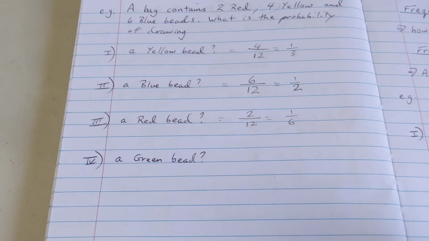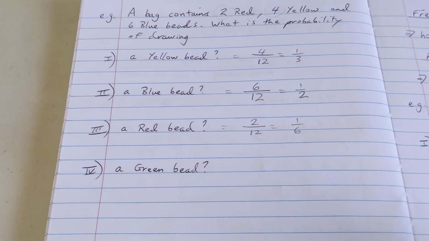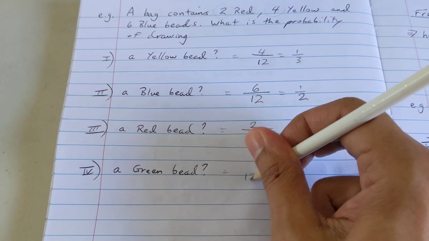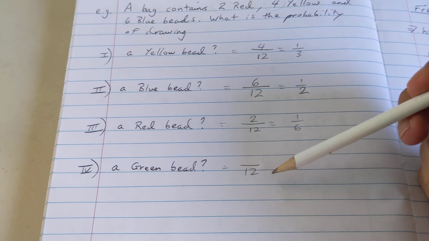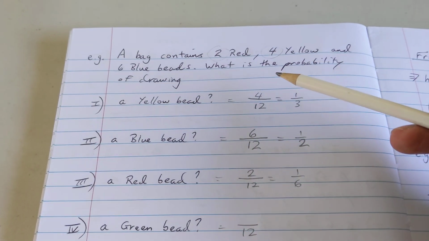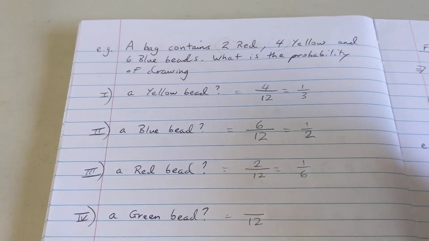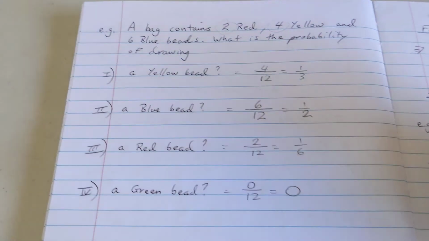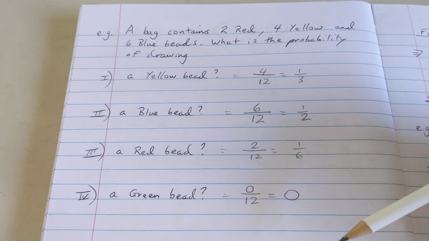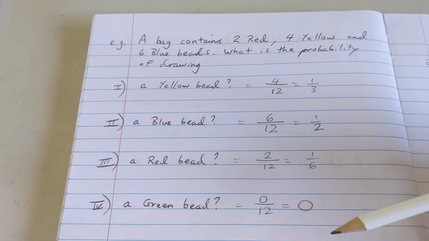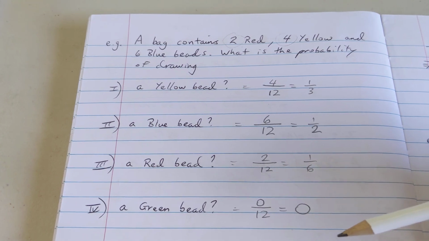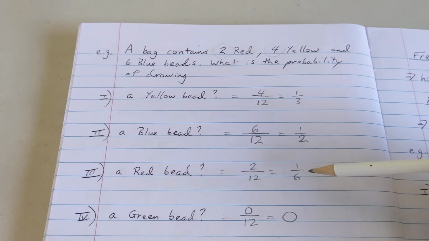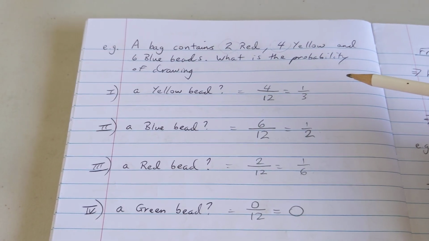What if I want to pull a green bead from the bag though? How many green beads are in the bag? Again, they have 12 items in the bag. Out of those 12 items, how many are green? They have no green in the bag. So I just want to show you, sometimes the probability could be 0. I cannot pull a green bead from the bag, because there are no green beads in the bag. So the probability of me pulling a green bead is going to be 0. But you can see the probability of the others as well.